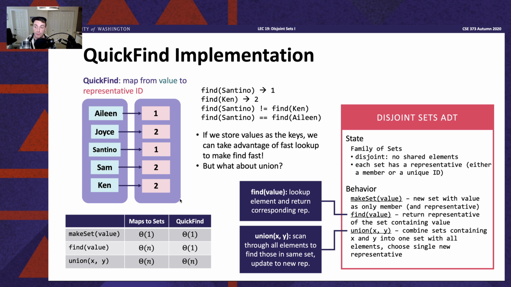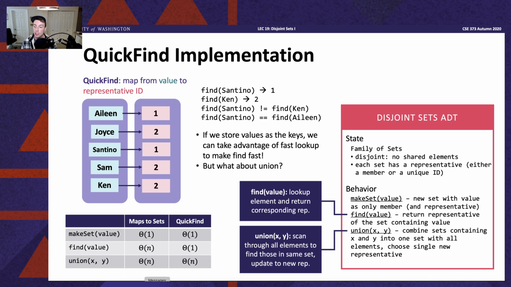This is going to be our first implementation of the disjoint set structure. We're going to call it QuickFind. The idea is it's still a map, but we reversed it. The keys are going to be the values that the sets are over, like the vertices in our graph. And the value that we map to is going to be the representative ID. So instead of saying set 1 maps to Eileen and Santino, we'll say Eileen maps to 1, Joyce maps to 2, Santino maps to 1, etc.